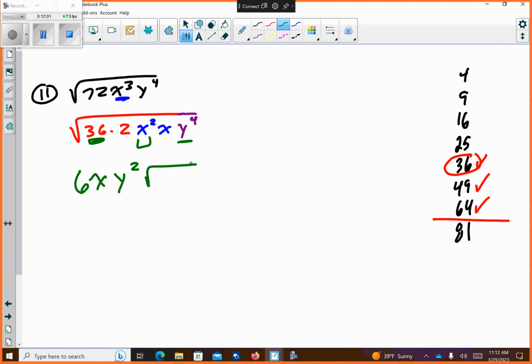What do I have left under the radical sign now? 2 and an x. 2 and an x. That's it.